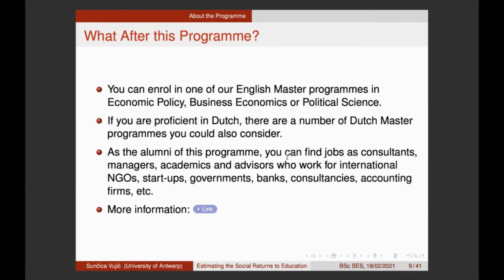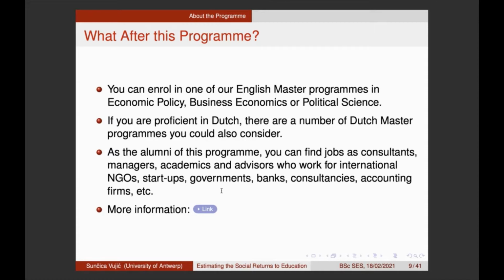And as the alumni of these programs, so as somebody who finishes this Bachelor in Social Economic Sciences, and if you don't want to study further, you can obviously find a variety of jobs as consultants, managers, academics and advisors who work for international NGOs, so non-governmental organizations. As I mentioned, you can do your own startup or join somebody else's startup. You can work in the government, in banks, in different consulting and accounting firms. So the palette is really quite broad in terms of the types of jobs you can apply for after this program and any of the specialized majors that I talked about.